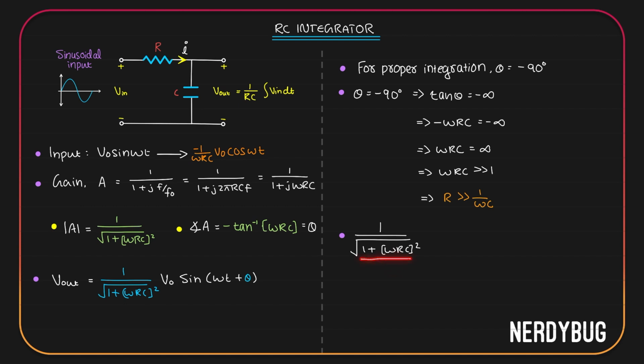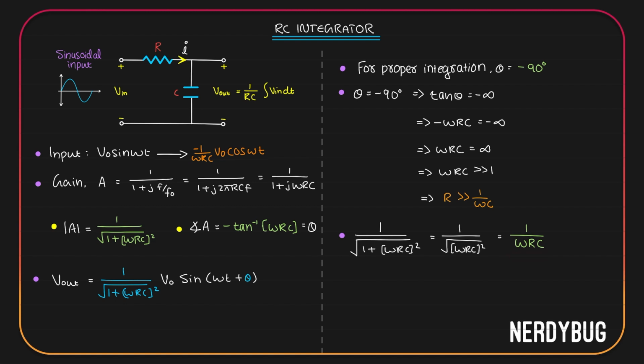We have 1 plus omega RC whole square. It is like adding 1 to a huge number like 10 raised to 6. This is approximately equal to 10 raised to 6 itself. So 1 plus omega RC squared can be written as omega RC squared. So the magnitude of the gain becomes 1 by root of omega RC squared. That is 1 by omega RC. So for proper integration, phase angle of the gain should be minus 90 degree and its magnitude should be 1 by omega RC.